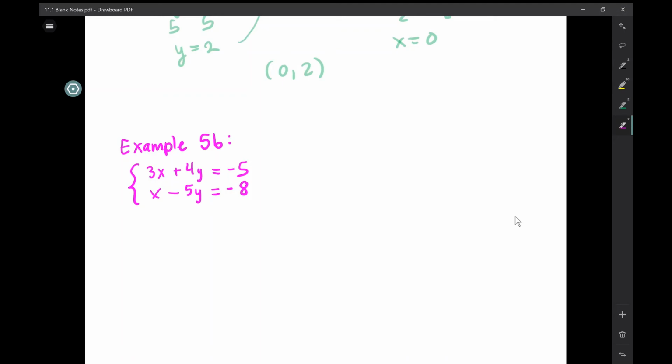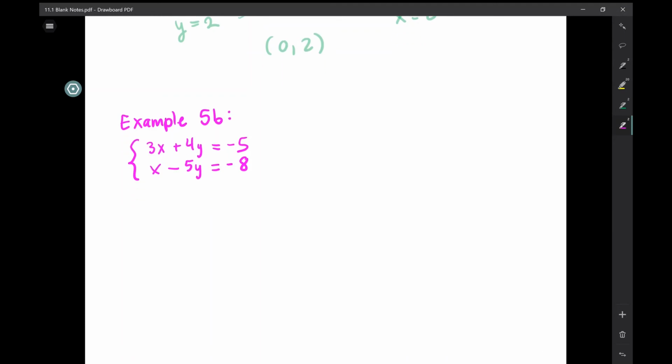All right, I realized I forgot to put one of my examples in, so I'm just writing this in and I will update the notes and you guys will be able to see this example. So here's the next example I want to try for elimination.